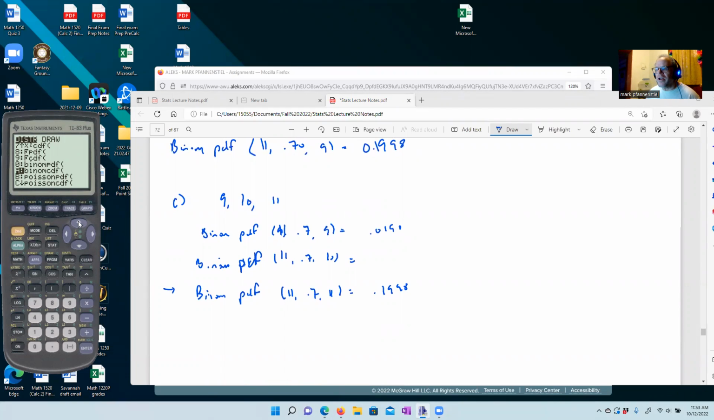Where is binomial? Not this one. We are here. We want binomial PDF, the particular value. We're going to have n is 11. That didn't change. 0.7 is our probability of success. And we want to see what the probability is for 10 of these to show up on time. 10 out of the 11 to show up on time. We're going to say 0.0932.